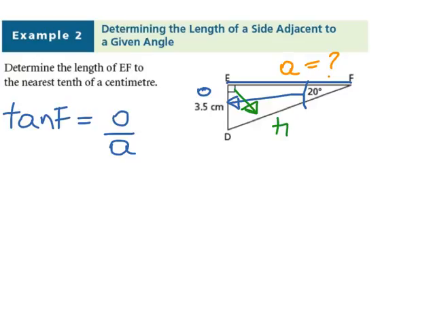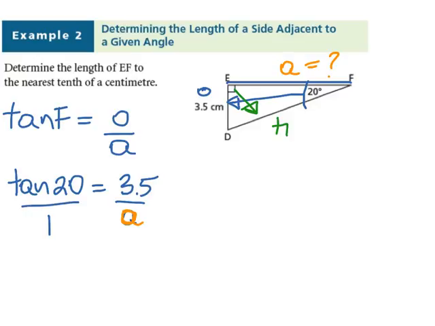So let's plug in what we know and what we do not know into this tan equation. So we know that the angle is 20. And the opposite side we also know, which is 3.5, but we do not know this adjacent side. And I'm just going to draw it in orange for you. In order to solve for the adjacent side, we're going to use the rules of cross multiplication. That's one way to solve for A.